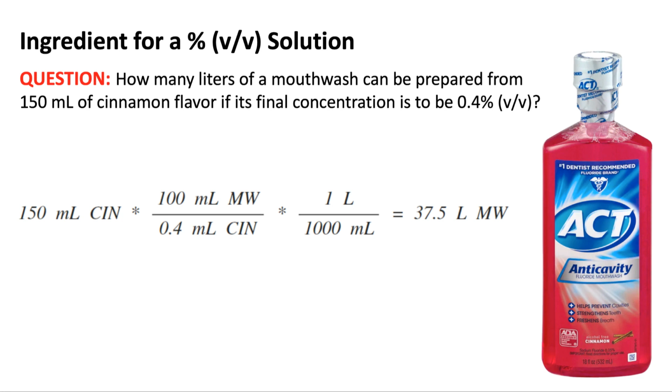We're basically done, but the question did ask for the volume to be expressed in liters. So let's convert our milliliters to liters by multiplying it by, there's 1 liter for every 1,000 milliliters. Therefore, milliliters cancel, and my final answer, if I do the math from left to right, would be 37.5, and my units would be liters, and that is liters of mouthwash. So basically, from 150 mils of cinnamon flavor, I could produce 37.5 liters of mouthwash. That's going to be a lot of clean mouths, so that's a good thing, I guess.